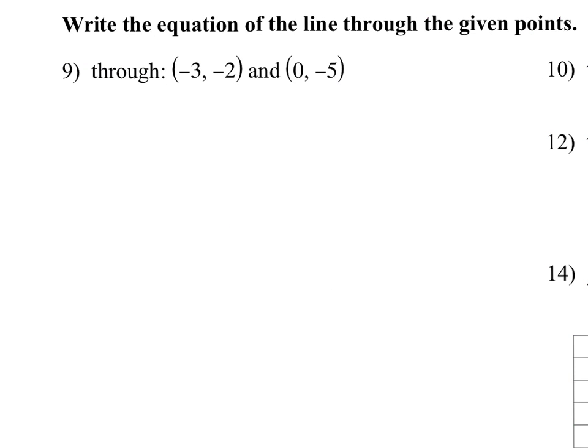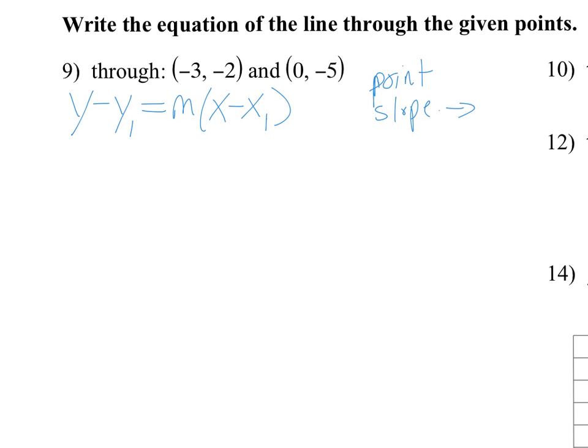We've got to write the equation of a line through the given points. For any line, we need at minimum a point, which we've got 2 of, and we need a slope. I'm not specifying a form for this. The easiest one for me to use is point slope, which is y minus y1 is equal to the slope times x minus x1. Okay? First thing we need to find is my slope. So to do that, we're going to take our points, and I'm going to subtract my y, so negative 2 minus negative 5. I'm going to subtract my x's, negative 3 minus 0.